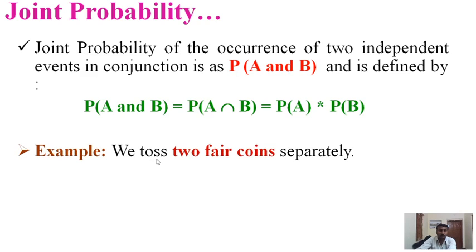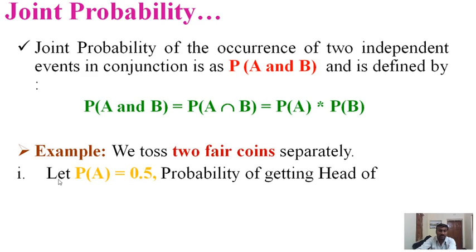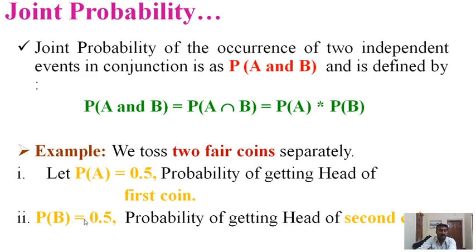So for example, we toss two fair coins separately, one for A and one for B. Let P(A) equal 0.5, the probability of getting a head on the first coin. Then the second coin is also tossed. What is the chance of getting a head there? The probability of B is equal to 0.5, the probability of getting a head on the second coin.